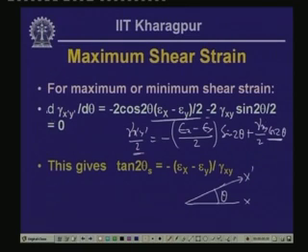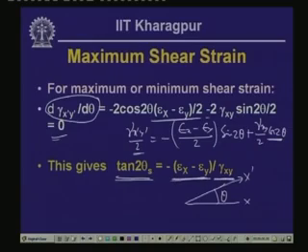And if we set this equal to 0, d gamma xy by d theta equals 0, then we get the value of tan 2 theta again from this expression, which is equal to epsilon x minus epsilon y by gamma xy. Now, in the previous case, when we had evaluated the maximum normal strain, we had the angle 2 theta p as gamma xy by epsilon x minus epsilon y, and in this particular case, when we are taking the derivative of the shearing strain with respect to theta, we are getting the angle which we are calling the angle for the shear, theta s: tan 2 theta s is equal to epsilon x minus epsilon y by gamma xy.